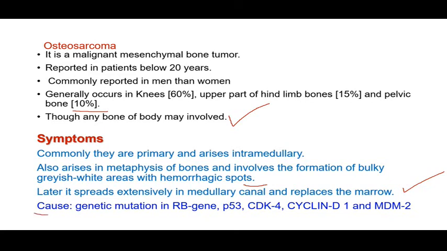The fundamental cause of osteosarcoma is genetic mutation. Most commonly involved is the RB gene, which causes retinoblastoma, though it may arise due to mutations in cell cycle regulatory genes like p53, CDK4, cyclin D1 and MDM2.